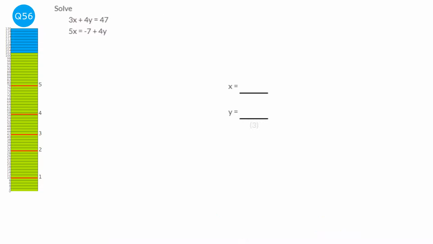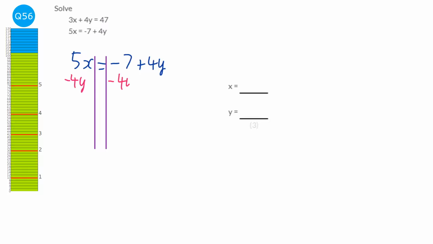So the first thing I notice is the second equation isn't really in the normal format for doing simultaneous equations, so I'm just going to rearrange it so that we have it where we want it to be. So first thing I want is I want the x's and y's on the same side. In fact, all I need to do is take away 4y from both sides and we get 5x minus 4y equals minus 7.